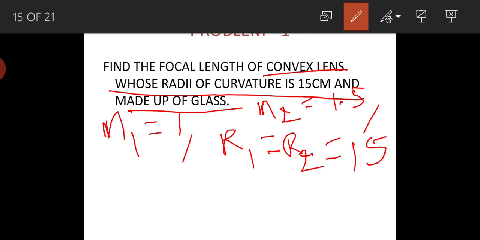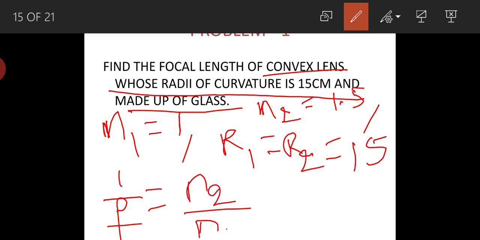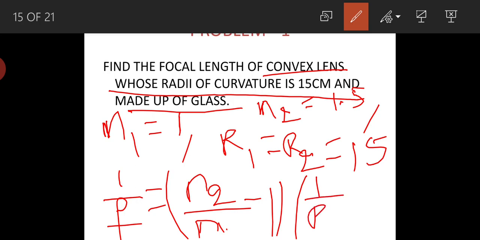Now we need to find the focal length of the convex lens. So in order to find the focal length of the convex lens, we have the lens maker's formula. For a convex lens we need to apply (n2 by n1 minus 1) into (1 by r1 plus 1 by r2).